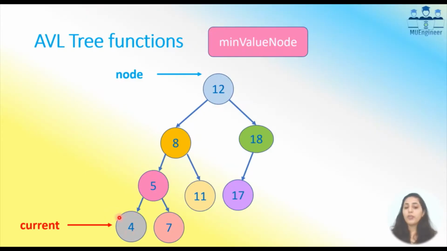So here my current is at 4, so I have found the minimum value in this particular subtree under the given node 12. So this way this current value I am returning to the user.